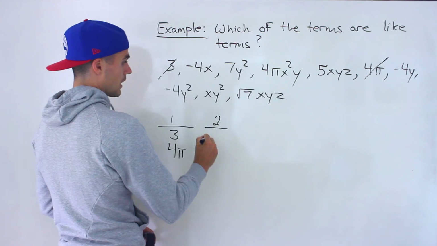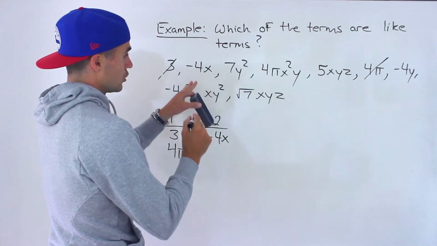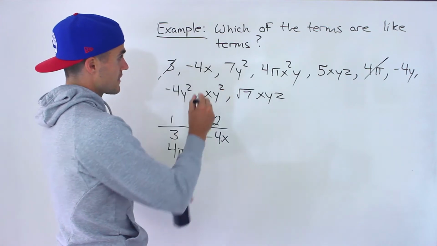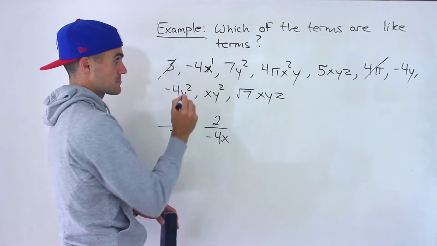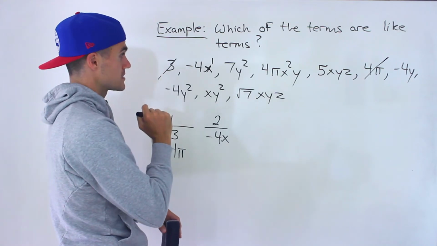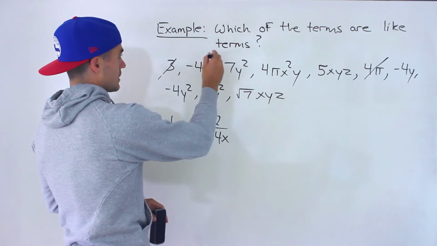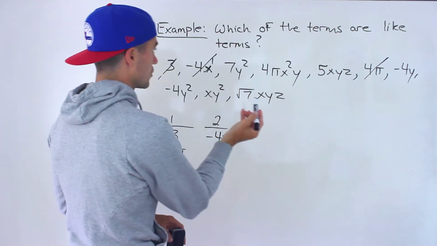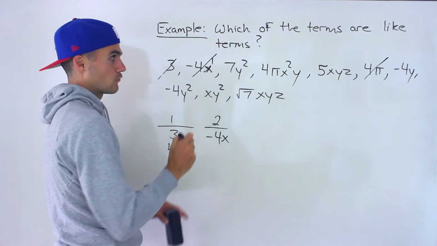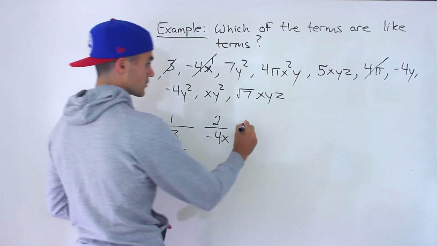Second group, we got negative 4x. So what we would do is look for all of the terms that have just an x, the variable x with an exponent of 1. The exponent on the variable has to be the same as well. So negative 4x, and then notice that there are no more terms that have an x to the power of 1 alone. So negative 4x is the only term in this group.